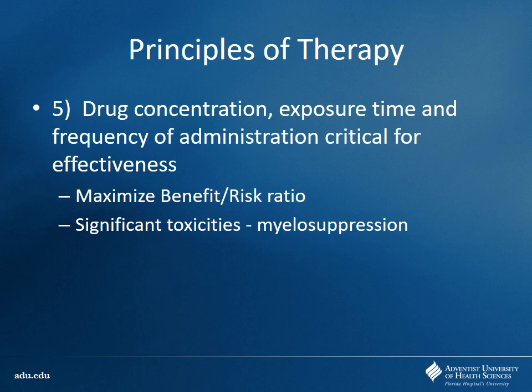Okay, so because these drugs are poisoning our patients to some degree, we want to maximize the risk versus benefit ratio here. So we look at drug concentrations in the body, exposure times, and the frequency of administration. We want to kill off as many of those cells as we can while leaving as many healthy cells behind as possible, and then give the patient time to recover those healthy cells so they can fight off infections, absorb nutrients through the GI tract, and so on, as we'll discuss with toxicities in a little bit.